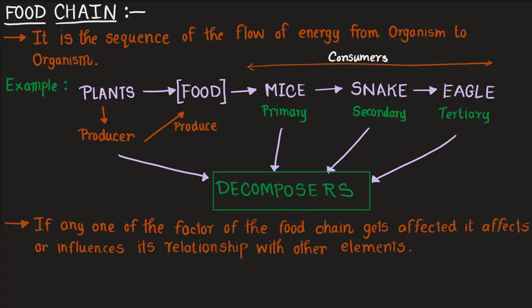So, here we are going to start with the food chain. What is a food chain in the first place? A food chain is the sequence of the flow of energy from organism to organism. So, it is a sequence or a range through which the energy is transferred from one organism to another organism.